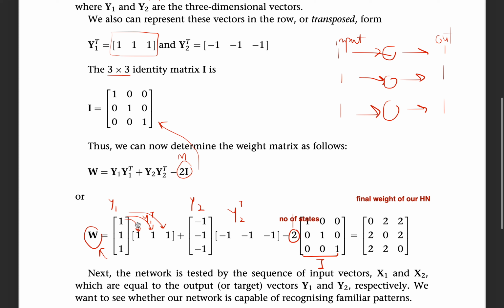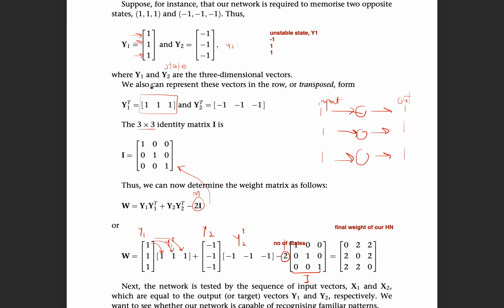Okay, so weight, the formula. This is the first step, which is the storage. In the storage step, we need to calculate the weight. The weight is equal to y1, which is given here as 1, 1, 1, and then we need to transpose it. So y1 times y1 transpose. Transpose means we just flip it. So y1 is 1, 1, 1, and when we transpose, we will get this one.